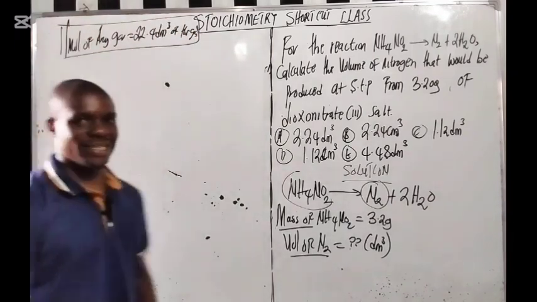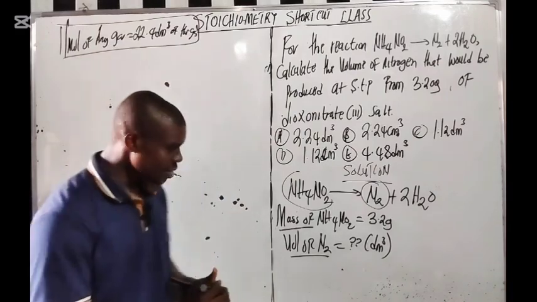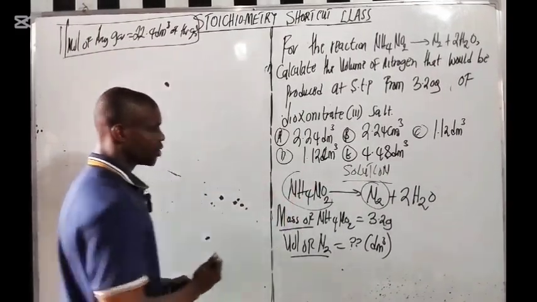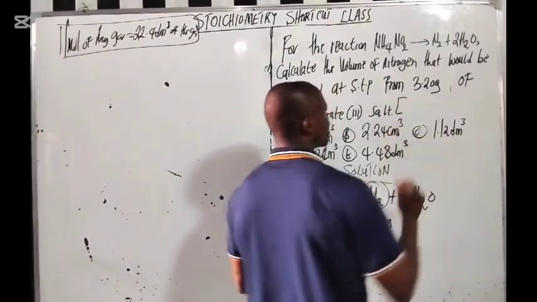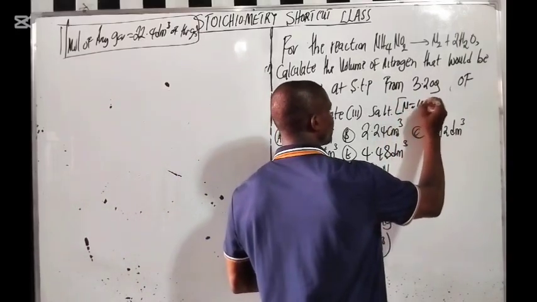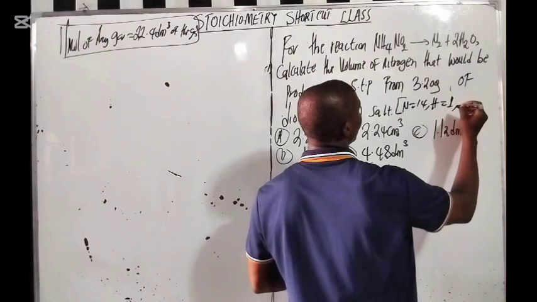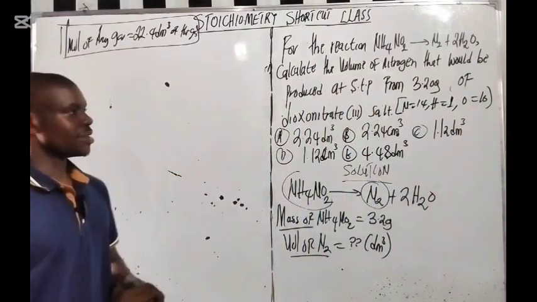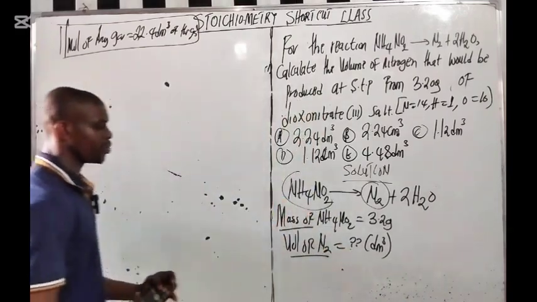1 mole of any gas is always equal to 22.4 dm³ of that gas. Do you understand? Since we need the mass of this compound, we have to calculate its molar mass. The atomic mass of each of the elements will be given to us. Nitrogen is 14, hydrogen is 1, oxygen is 16. Do you see that? Nitrogen is 14, hydrogen is 1, oxygen is 16. I want you to put that in your mind.